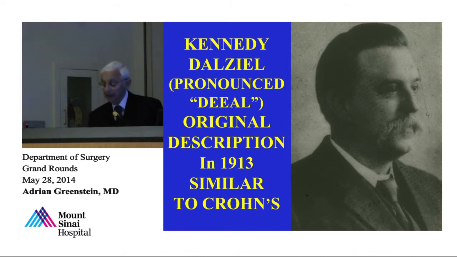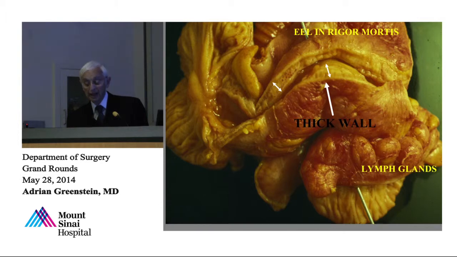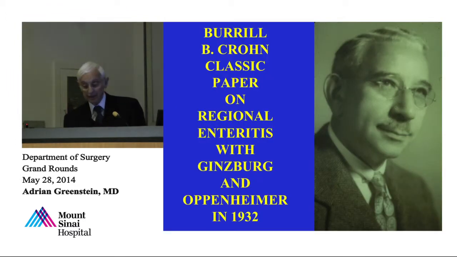The first person to actually give a definitive description of this disease was Dalziel. Dalziel in England in 1913 wrote a paper which was elaborated and made more concise by the subsequent paper from Mount Sinai Hospital. And he described the bowel as being the consistency and smoothness of an eel in rigor mortis, and the glands, although enlarged, evidently non-caseous. And this shows a little bit of what he saw when he looked at the first cases of this disease.